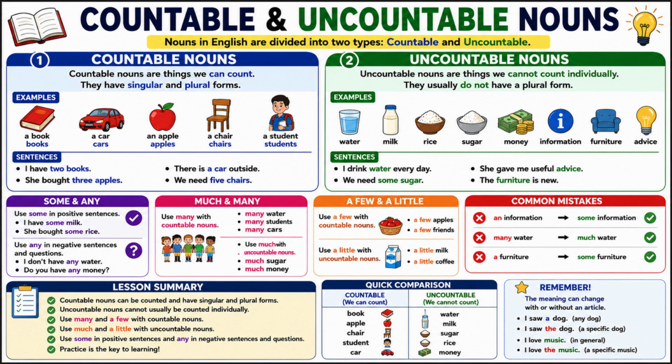2. Uncountable nouns. Uncountable nouns are things we cannot count individually. They usually do not have a plural form. Examples: water, milk, rice, sugar, money, information, furniture, advice.